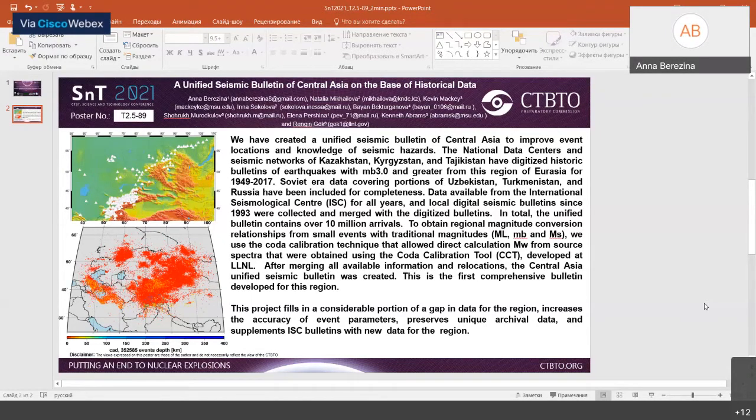This is the first comprehensive bulletin developed for our region. This project fills in a considerable portion of a gap in the data for the region, increases the accuracy of event parameters, preserves the unique historical data, and supplements ISC bulletins with new data of our region. Thank you for your attention.